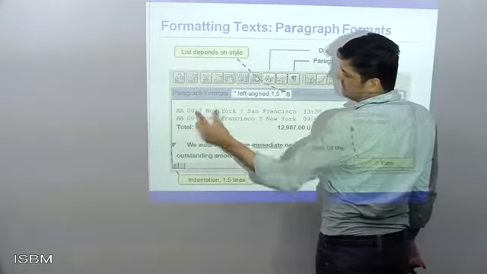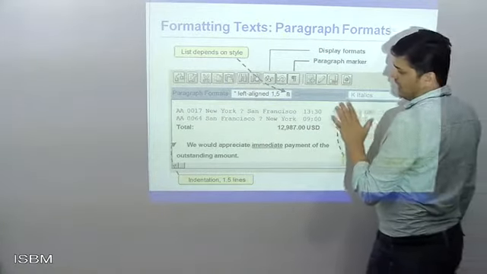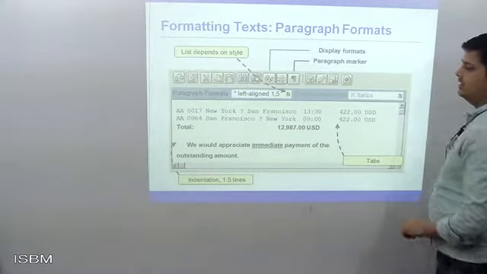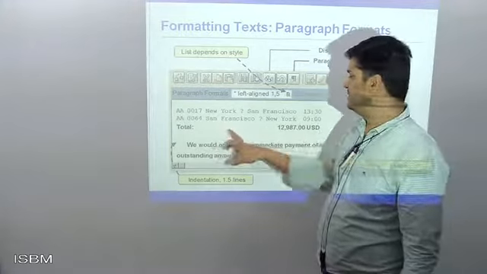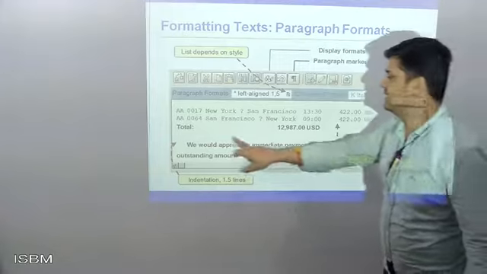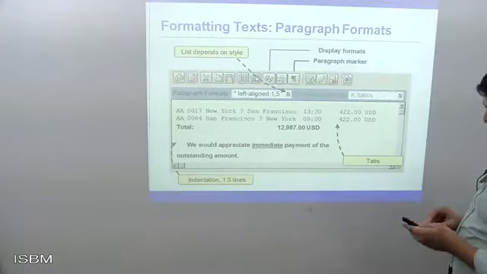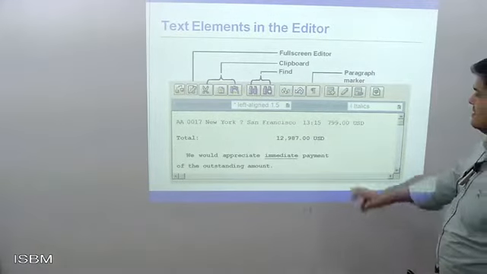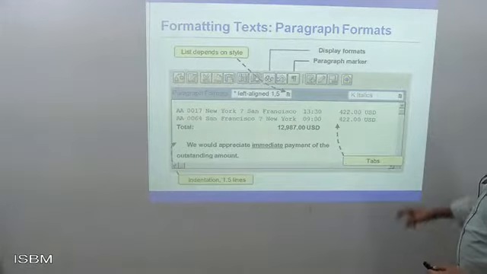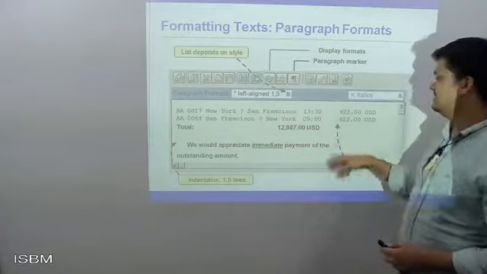So you can see New York to San Francisco and San Francisco to New York. This is the timing and this is your amount. And the total, they have asked that it should be in bold. So you have done bold. And here you can see K italics. We will appreciate immediate payment of the outstanding. So you can see, compare back. This is something different. This is small. This is I italics and this is K italics. This is bold italics and K italics.